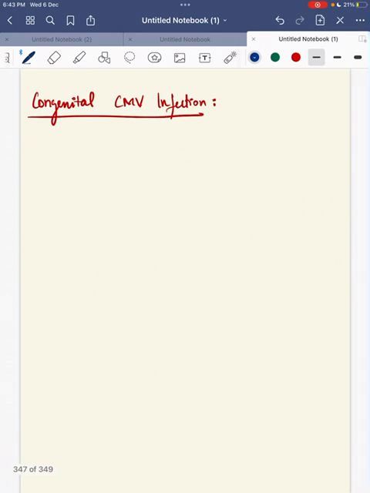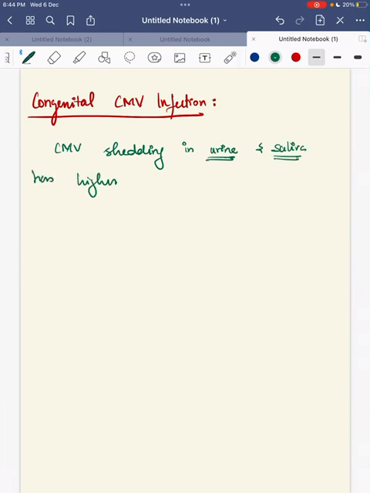Okay. Next is congenital CMV infection, that is cytomegalovirus. CMV shedding in urine and saliva has the highest sensitivity. So, cytomegalovirus shedding in urine and saliva, these both have the highest sensitivity.